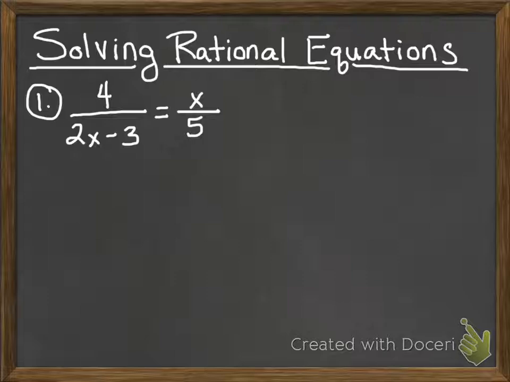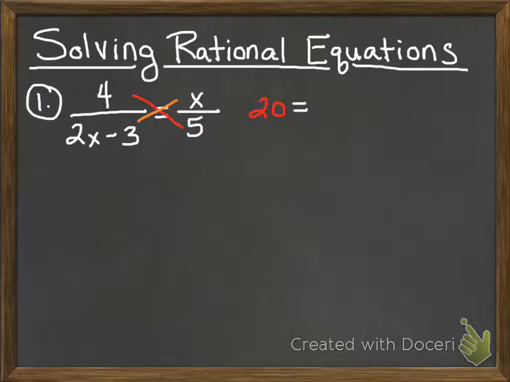Okay, so here's our first problem, and as you can tell, this is an equation with rational expressions. Rational just means it's a fraction. Now, this is a proportion, and to solve proportions, we simply cross multiply. So we are going to continue with that method. So I'm going to go ahead and cross multiply 4 times 5, and that's going to give me 20. I'm going to have my equal sign here, and then I'm going to do the other cross product.